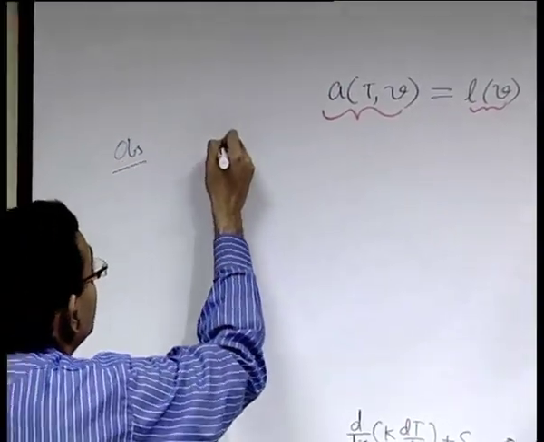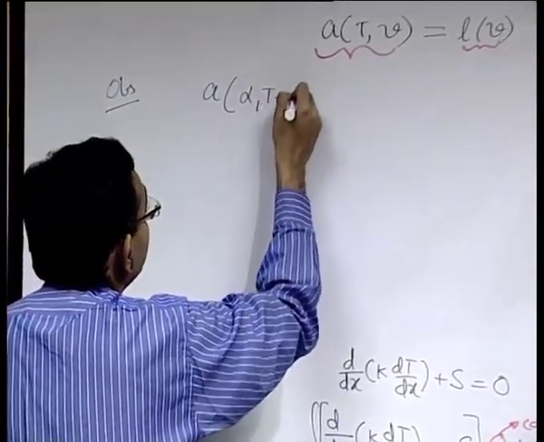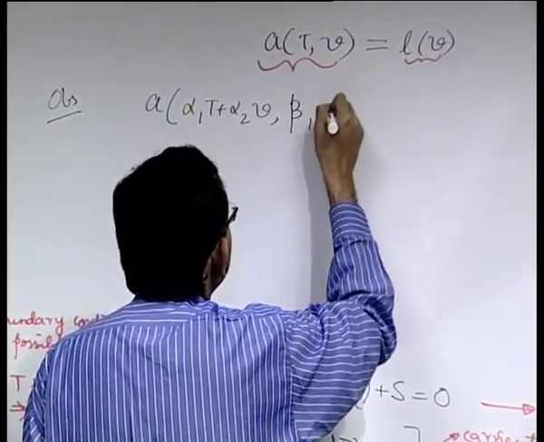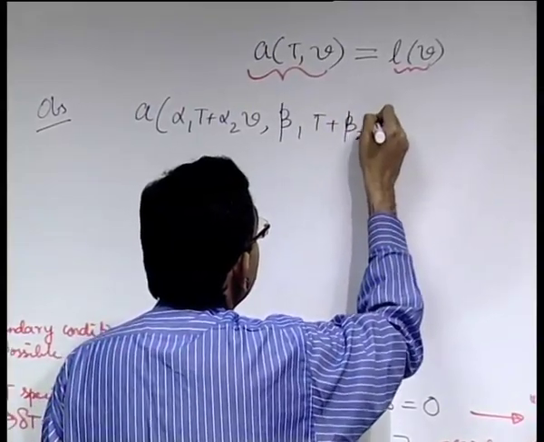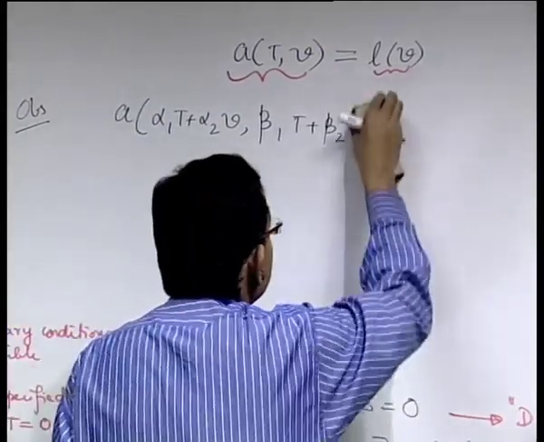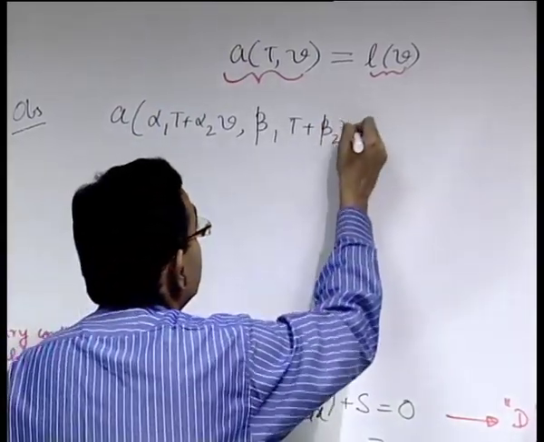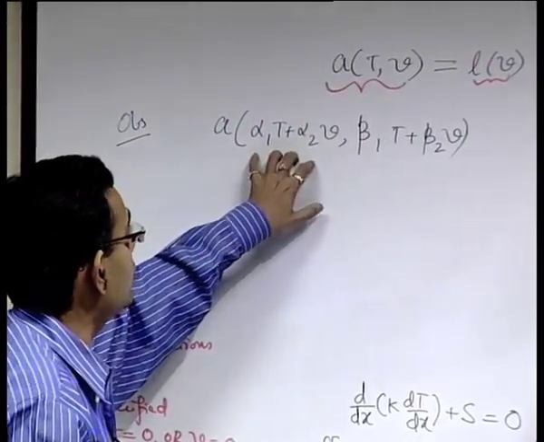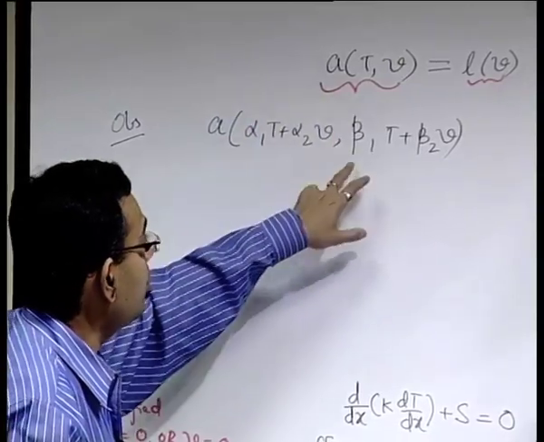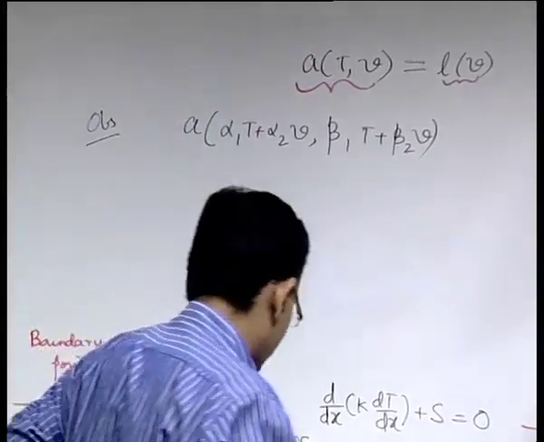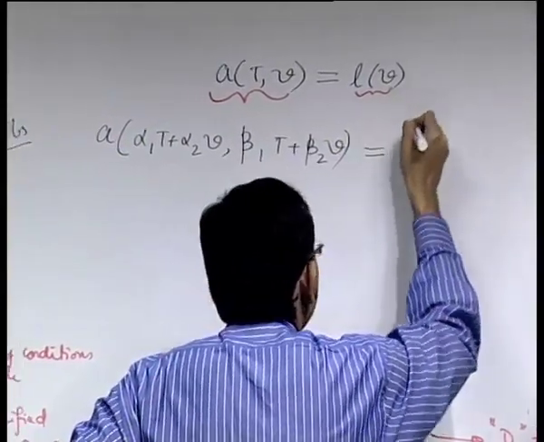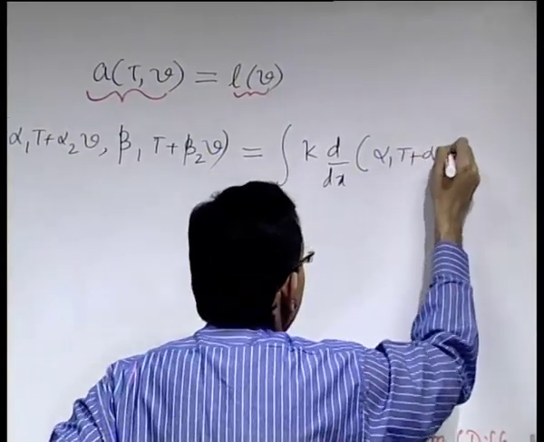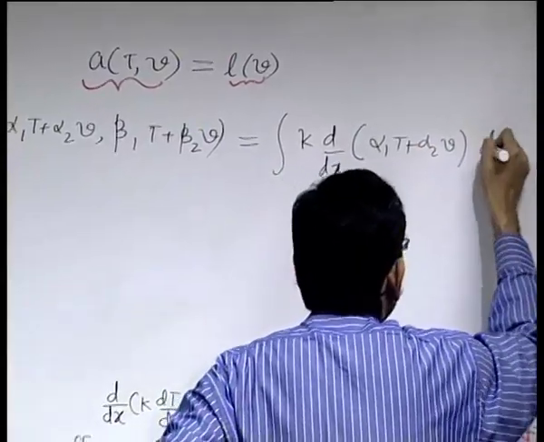A is a function of two parameters, that is what we first understand. Now, in each of these parameters we make some change: we replace T with alpha 1 T plus alpha 2 V and V with beta 1 T plus beta 2 V. Let us see what we get out of that through this example. So, in here we replace, in k dT/dx, T with alpha 1 T plus alpha 2 V, and in place of dV/dx the corresponding beta combination.